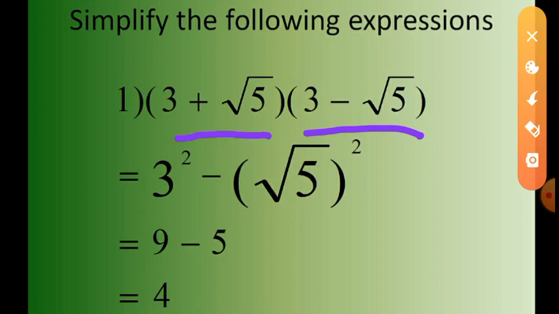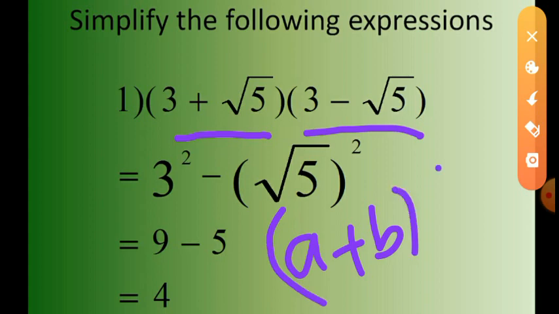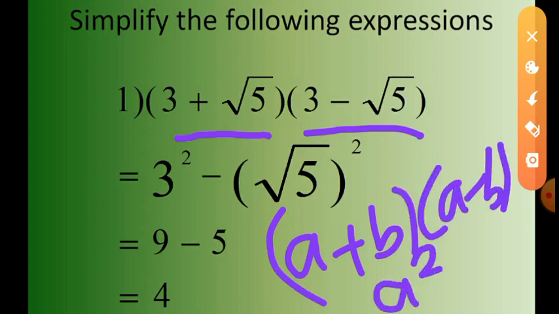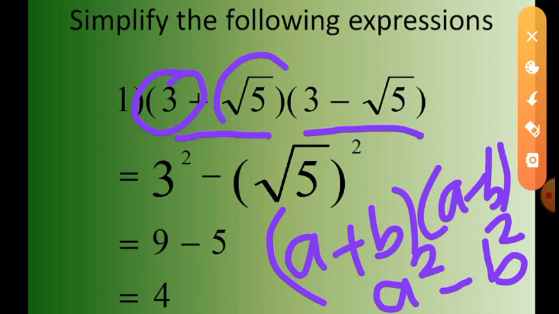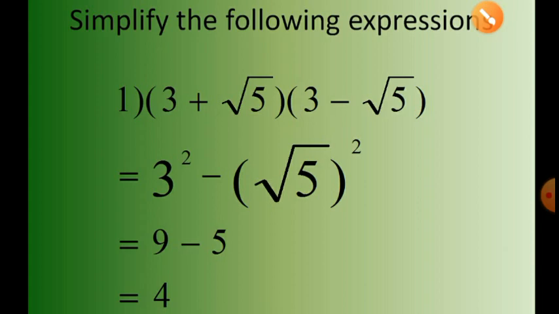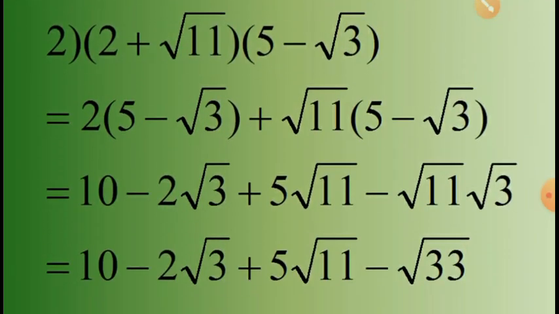Yes, which form? It is of the form (a plus b) into (a minus b). So what should I get? I should get a square minus b square. So it should be 3 square minus root 5 square. Okay. So I'll be getting 3 square as 9, root 5 square is 5, and hence you will get 9 minus 5 as 4.